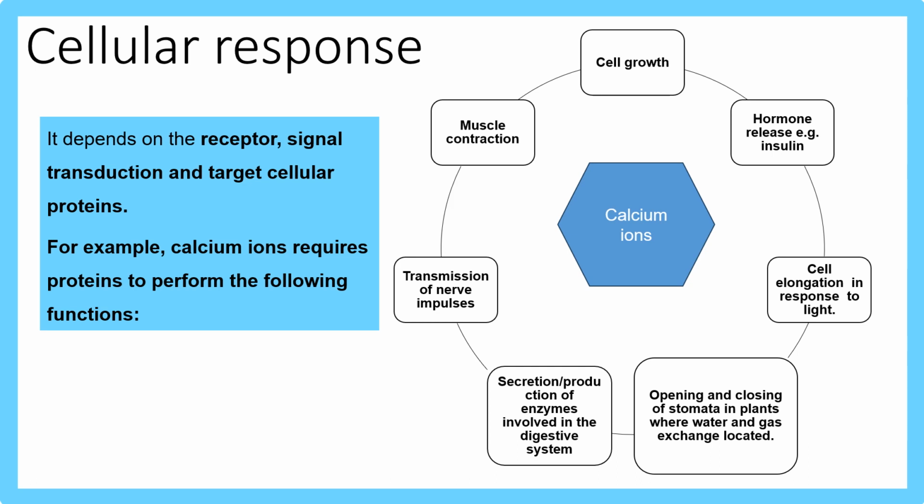So, for example, calcium ions is such an important secondary messenger, and it requires proteins to perform the following functions: muscle contraction, cell growth, hormone release such as insulin, the transmission of nerve messengers, also the secretion or production of enzymes involved in the digestive system to break down food from large to small.